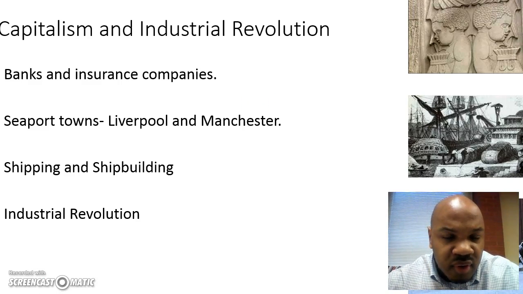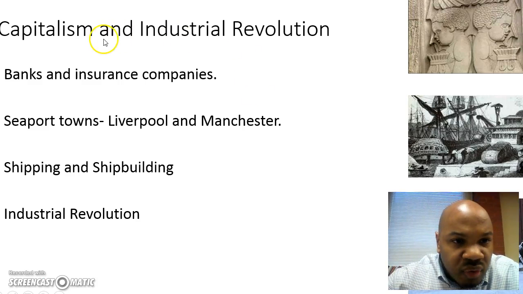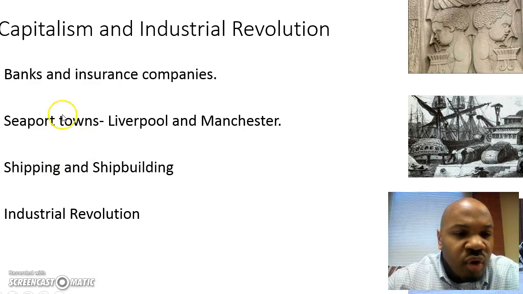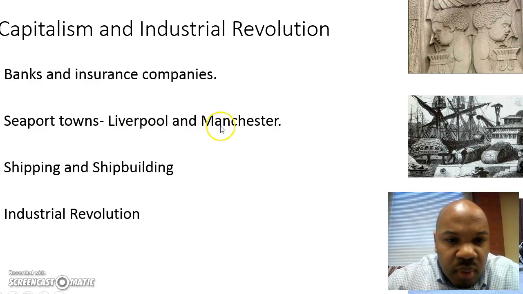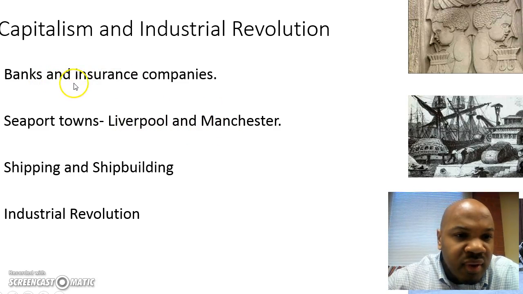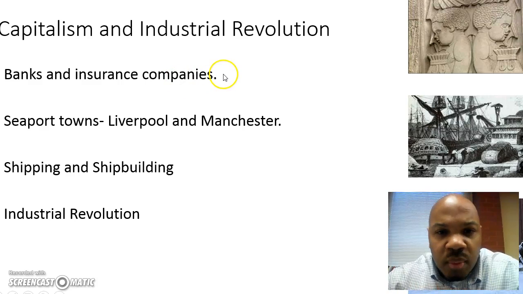Capitalism, industrial racism, this is very important because Africa never benefited from slavery. It was really the British who did. With slavery, you had capitalism and the industrial revolution. You begin to have shipbuilding companies, shipping companies. You begin to have the creation of seaport towns, Liverpool and Manchester. You begin to have the rise of banks and insurance companies.